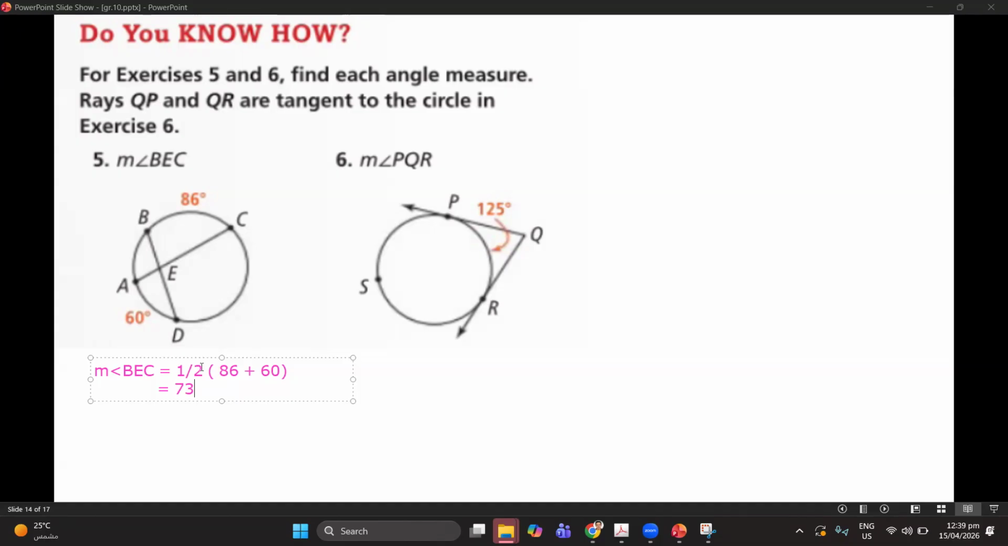Now next, number 6 here. They ask you to find the measure of the angle, given that the measure of PR is 125. Yasmin, how can I find the measure of PQR here? The measure of PQR is half of what? Arc PSR minus arc what? PR. Thank you.